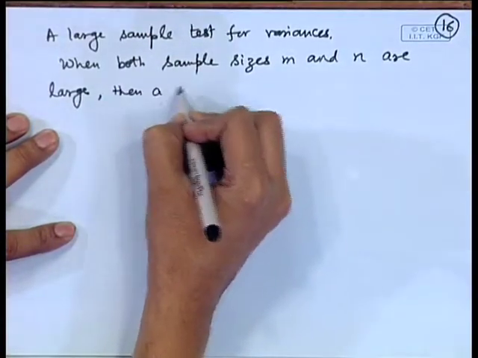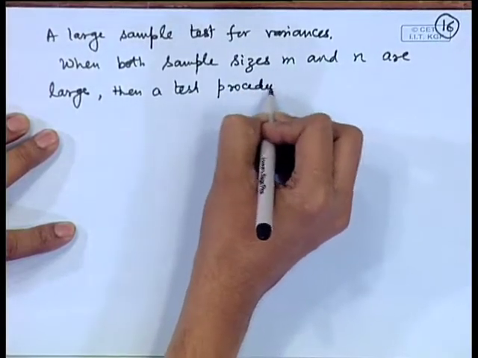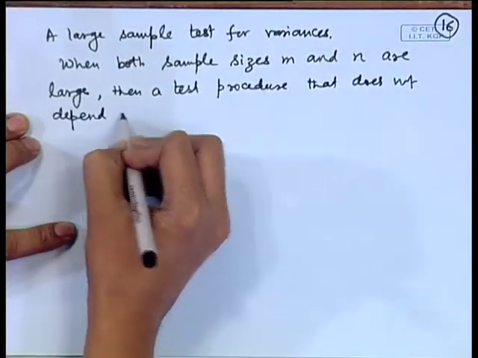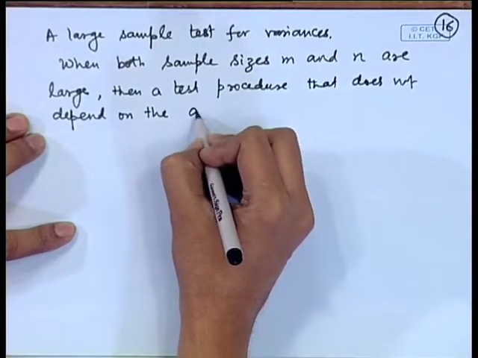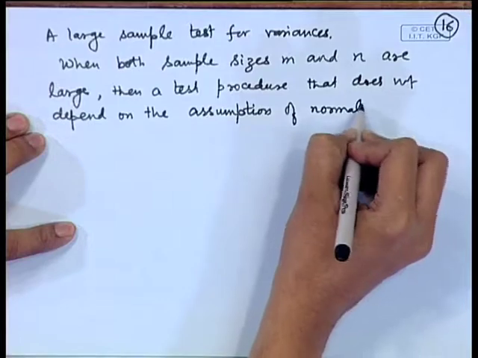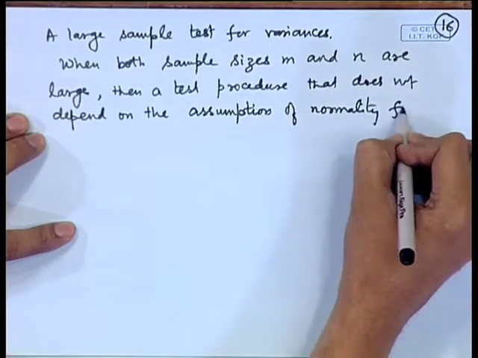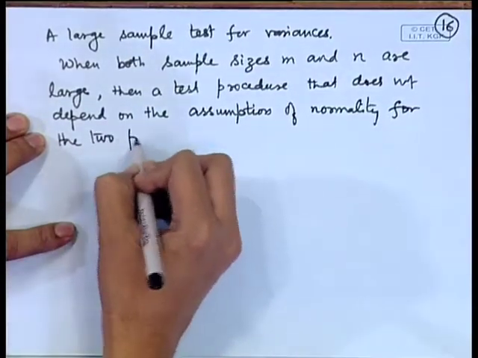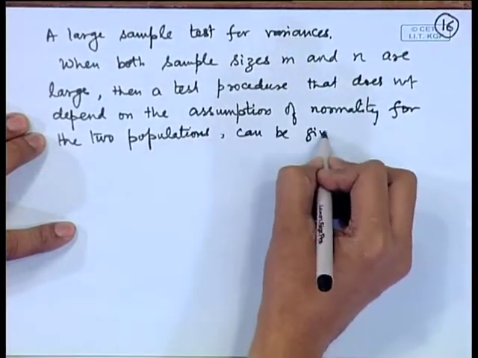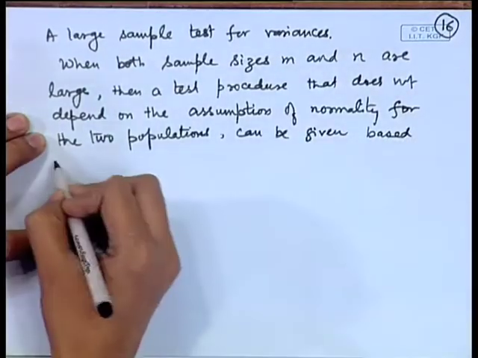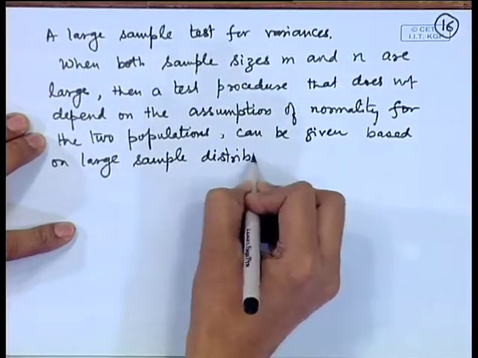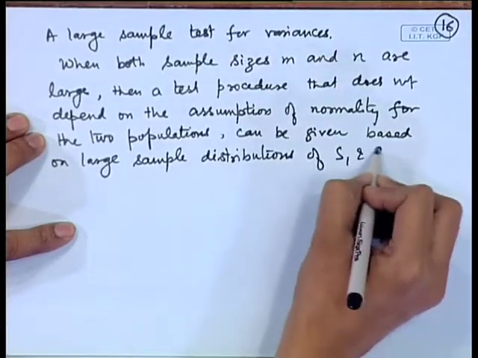then a test procedure that does not depend on the assumption of normality for the two populations can be given based on large sample distributions of S 1 and S 2.